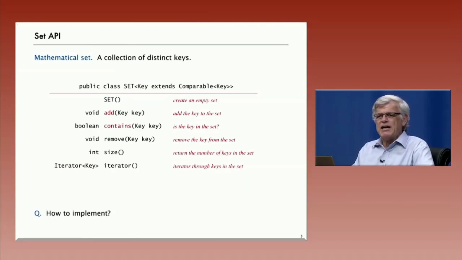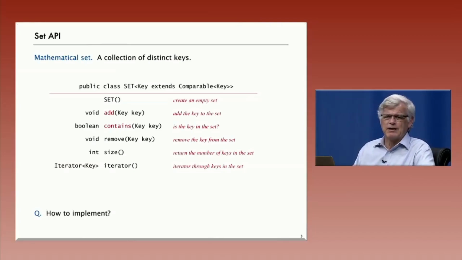We want to be able to create an empty set. We want methods to add a key to the set and to check whether a given key is in the set or not, to remove a key, and maybe return the number of keys in the set, and also have an iterator to iterate through keys in the set. This is simpler than symbol tables because it's got no associated value. That's a very simple API, but of course we want to be able to do these operations efficiently.